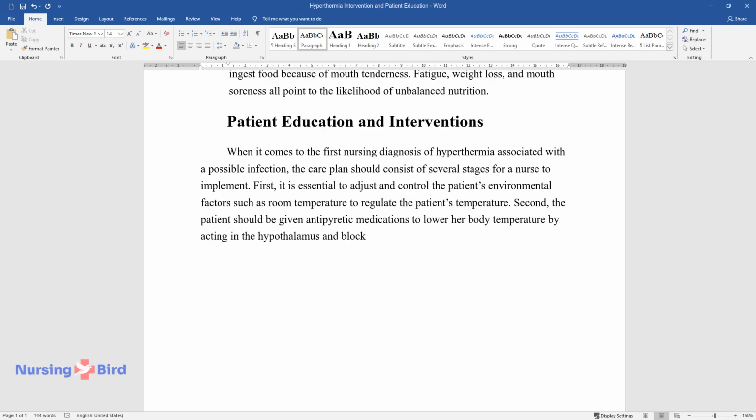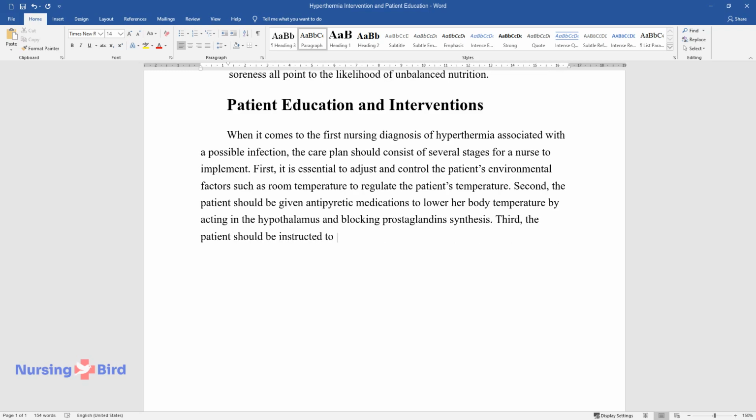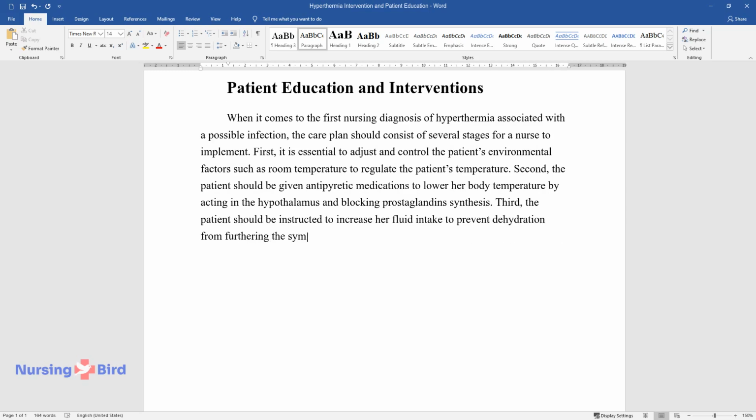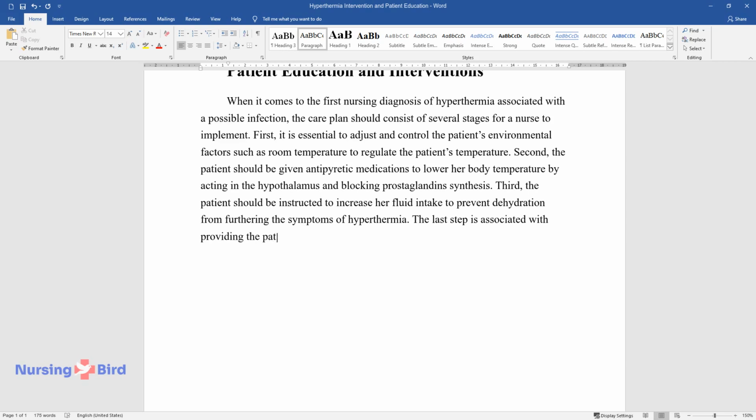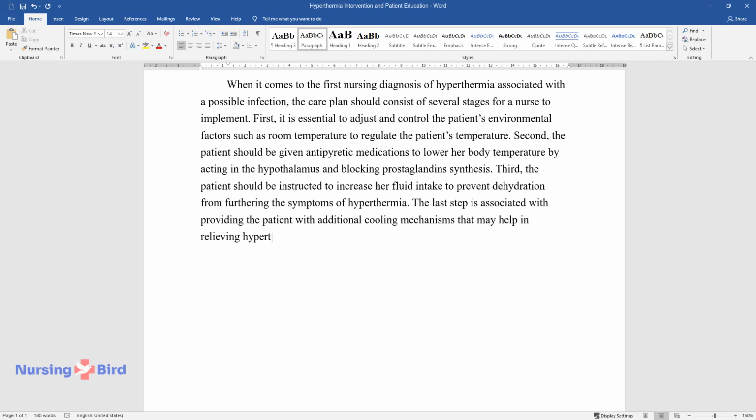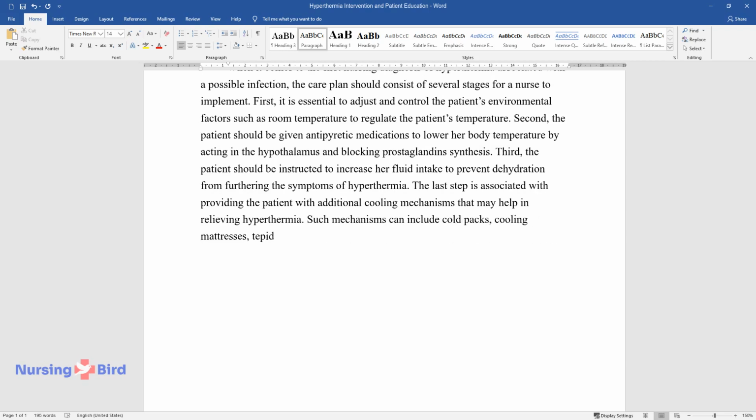blocking prostaglandin synthesis. Third, the patient should be instructed to increase her fluid intake to prevent dehydration from furthering the symptoms of hyperthermia. The last step is associated with providing the patient with additional cooling mechanisms that may help in relieving hyperthermia. Such mechanisms can include cold packs, cooling mattresses, tepid baths, and so on.